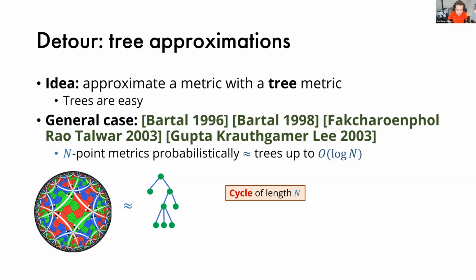Originally this was done by Bartal in '96. Then there were many follow-ups leading to two independent papers by Fakcharoenphol, Rao and Talwar, and Gupta, Krauthgamer, and Lee, who in 2003 proved an optimal bound. So basically, n-point metric spaces can be probabilistically approximated by trees up to a log n factor. And this is tight. This is a beautiful line of work. It has tons of applications, probably hundreds of thousands of applications in theoretical computer science.